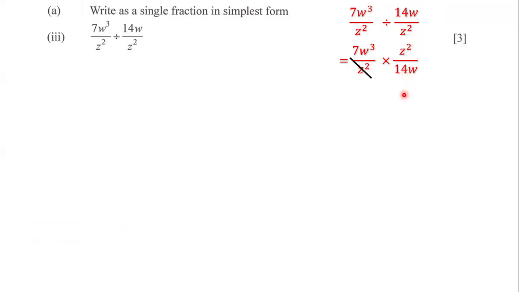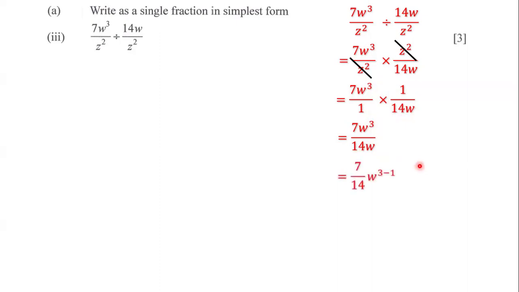Next, what we do is we cancel this z squared with that z squared, and so we are left with 7 times w to the third power all over 1, multiplied by 1 all over 14w. And the next thing we do here is we say, okay, 7w to the third power multiplied by 1 is 7w to the third power, and 1 times 14w is still 14w.